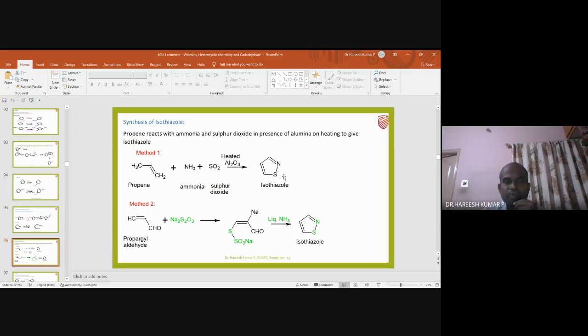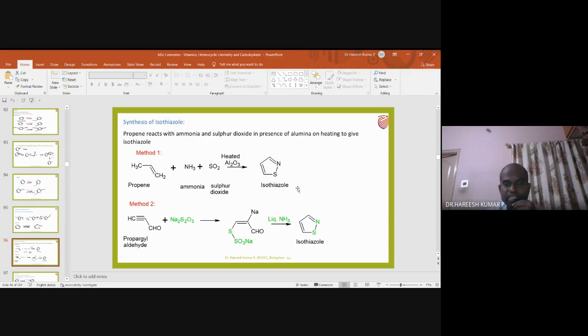And how is this formed? Nitrogen as well as sulfur will form a bond with this carbon as well as this carbon, giving rise to isothiazole as the product. So this is one method of preparation of isothiazole. That means propene reacts with ammonia and sulfur dioxide in the presence of alumina on heating to give isothiazole.